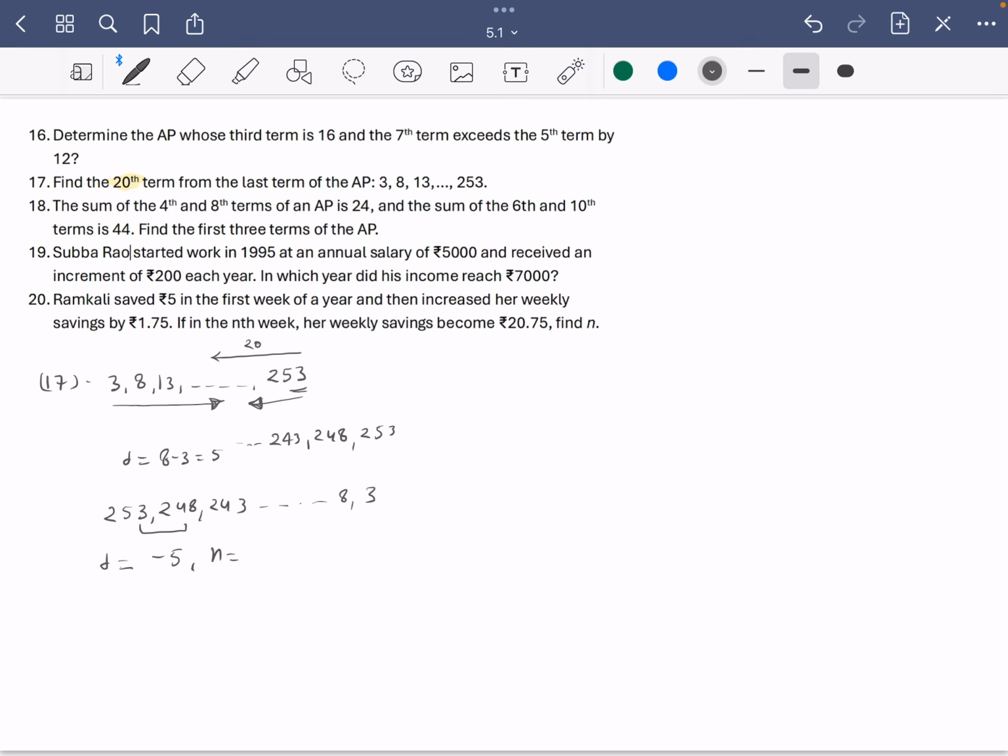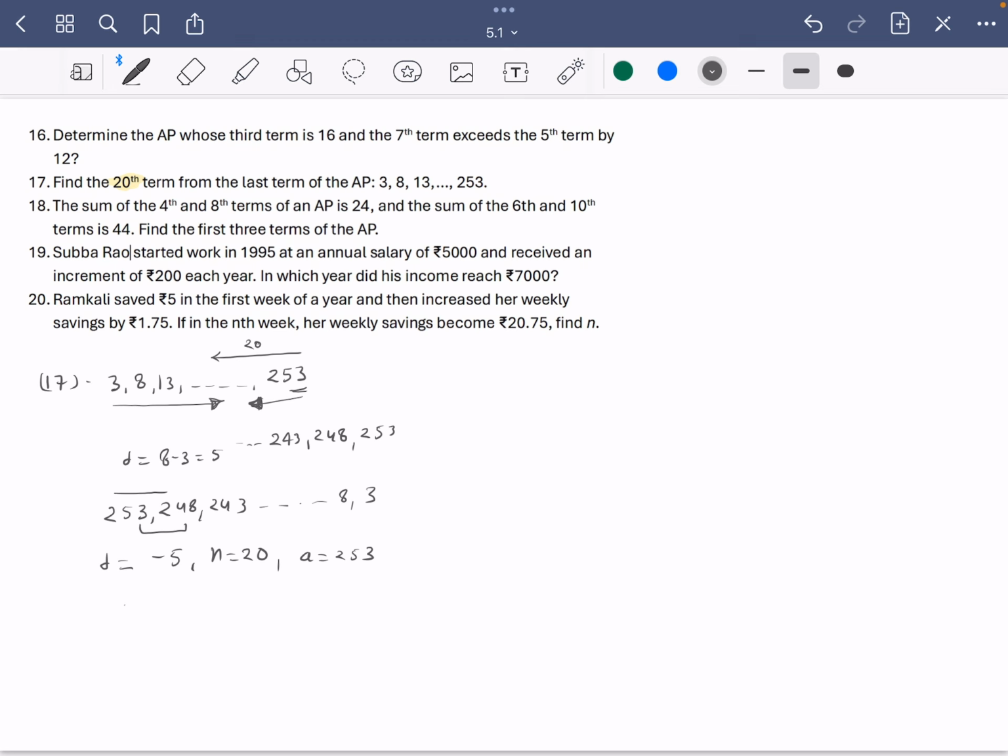And now you're starting from the last term, so you can calculate any term for any value of n from here by putting the value of n, which is 20 here, and a is going to be the first term, 253. We just flip the AP to make it more convenient and easier for us.